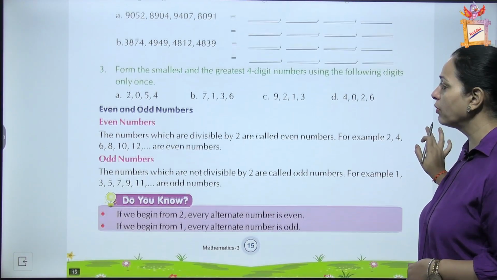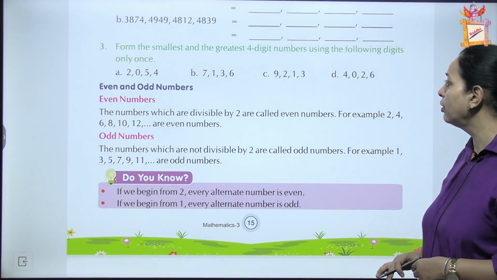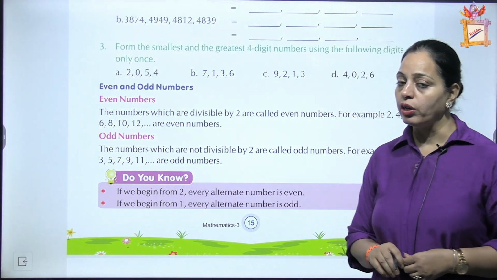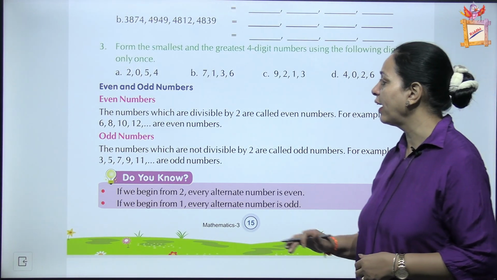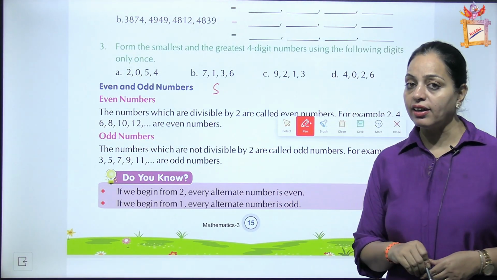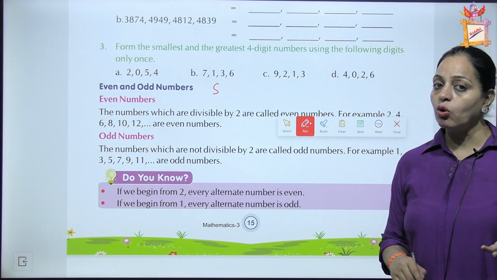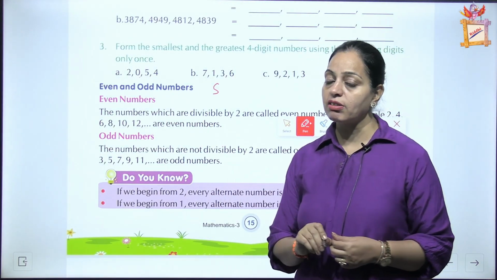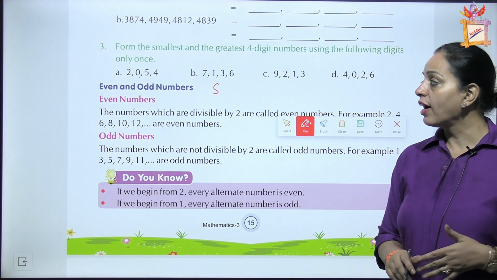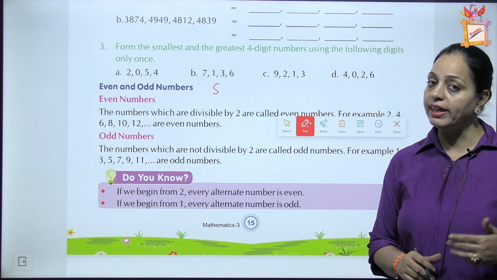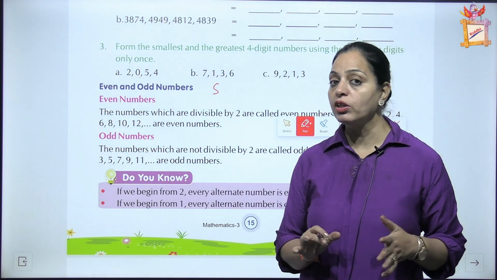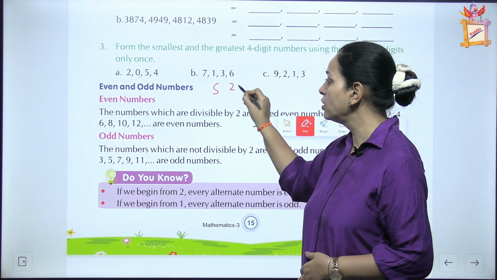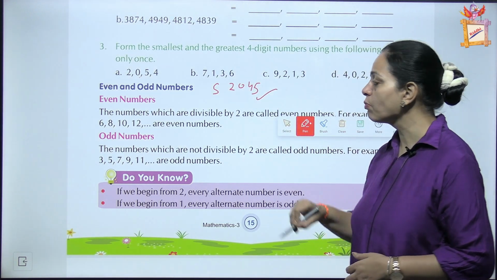Now the third one, form the smallest and the greatest 4-digit number using these digits, only one. See A part 2, 0, 5 and 4. हमें smallest और greatest number बनाने हैं. तो smallest number बनाने के लिए हम क्या करते हैं? हम arrange करते हैं digits को increasing order में, यानी smallest to greatest. अब आप कहेंगे 0 is the smallest one, but we can't start with 0. अगर हम 0 से start करेंगे तो that would be 3-digit number. So we have to form 4-digit number. तो 0 को हम second place पर लेंगे. So first is 2, 0, then 4, 5. This is the smallest number.